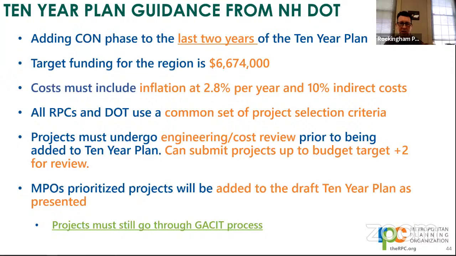We had to go through the engineering or cost review prior to adding projects to the 10-year plan. We chose to have NHDOT do that. We could also hire private consultant engineers to do that work. For that, we could submit projects up to our budget target of that $6.7 million plus 2 additional for review, and that's what we did. DOT has committed to adding our prioritized projects to the 10-year plan as presented. However, all the projects in the 10-year plan have to go through the GACIT process, which is inherently political and inherently ends up with some projects being removed or moved around, or new projects added that we haven't even talked about. So there's a lot of changes that can occur during that political process.